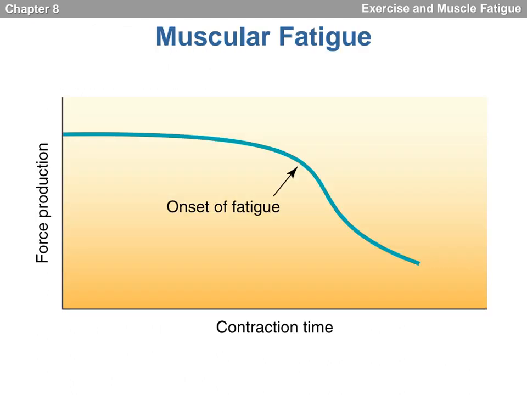So this is just a simple diagram of what muscular fatigue would look like. If you were looking at force production, at the onset of fatigue, you might see a decrease in force production. And at the same time, contraction time would also be affected. So contraction time would increase. And so both of those would be indicators of muscular fatigue.